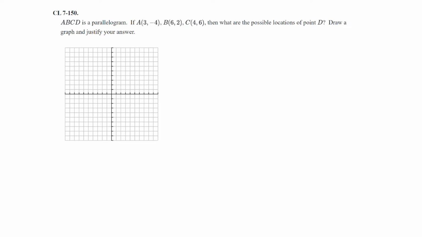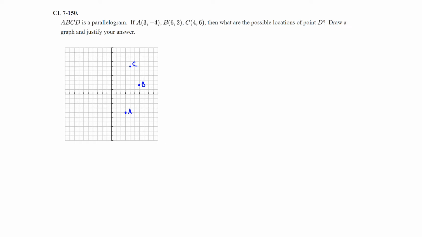Question 150. ABCD is a parallelogram. A is at 3, negative 4. So we're just going to plot these points. 3, negative 4. So here's A. B is at 6, 2. C is at 4, 6. And then, where are the possible locations for D? Draw and graph and justify your answer.